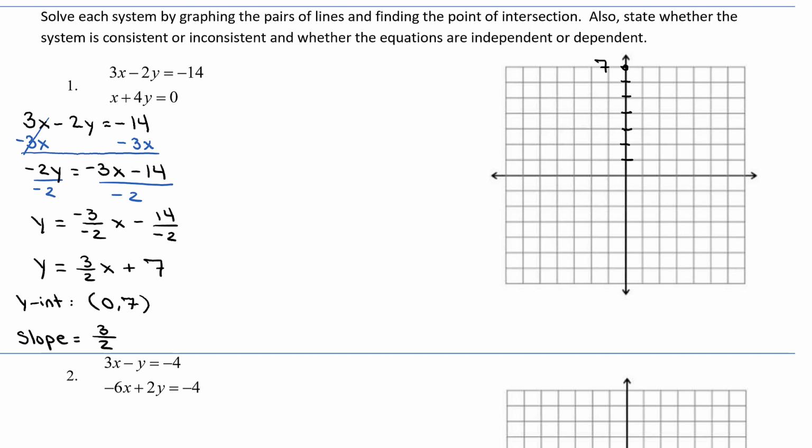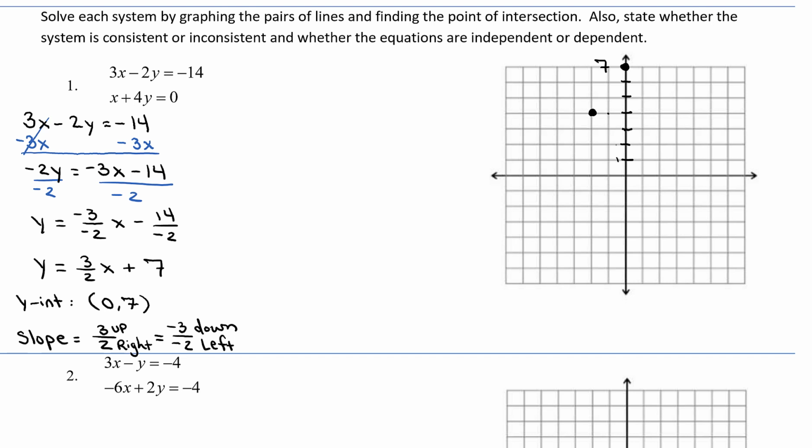But notice how my y-intercept point is very high up here in my graph, and I really don't have any more space to go up and to the right based off of how this graph is. So I can rewrite 3/2 as negative 3 over negative 2. And this means I can also go down 3 units and to the left 2 units from my y-intercept. And I do have space to go down.